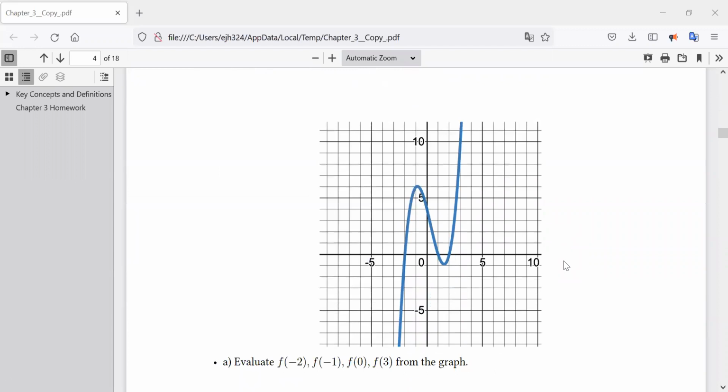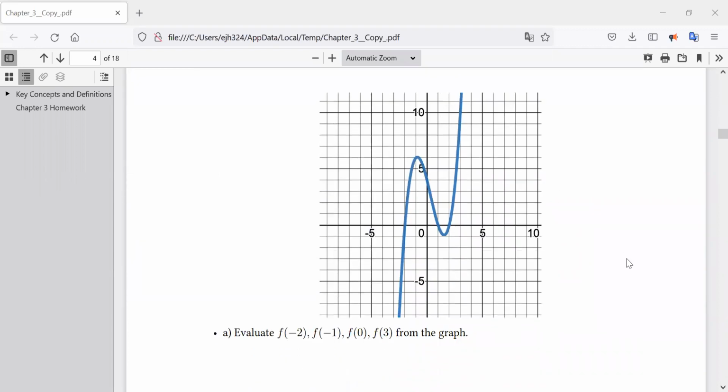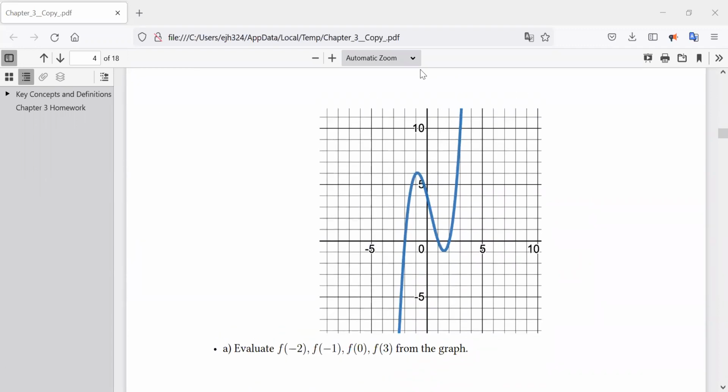What about this guy? First off, does it pass the vertical line test? It does. Yeah. If I draw a line anywhere, I will only go through one point. So it passes the vertical line test. Now I'm supposed to evaluate this at these given points.